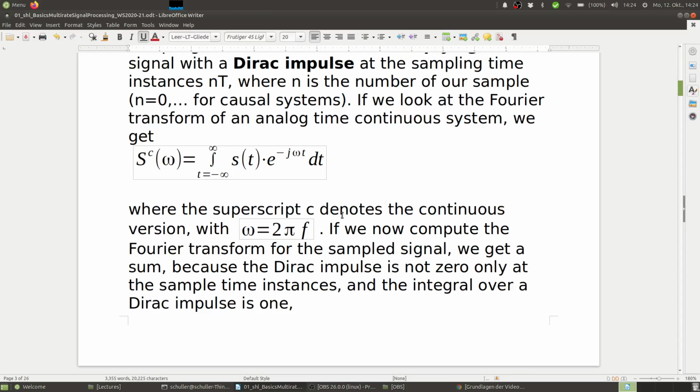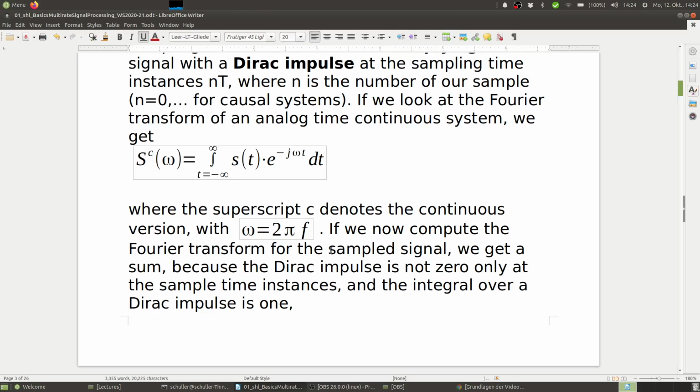Yeah, the superscript c denotes the continuous version, so here for continuous. And this omega is our angular frequency 2 pi f. So here we just have a 2 pi because that's the periodicity of this exponential function. Remember, e to the jx is the same as e to the j x plus minus 2 pi or multiples of 2 pi. And that's why we have this 2 pi periodicity. So basically we can describe each period of our sampling interval as going once around the circle.